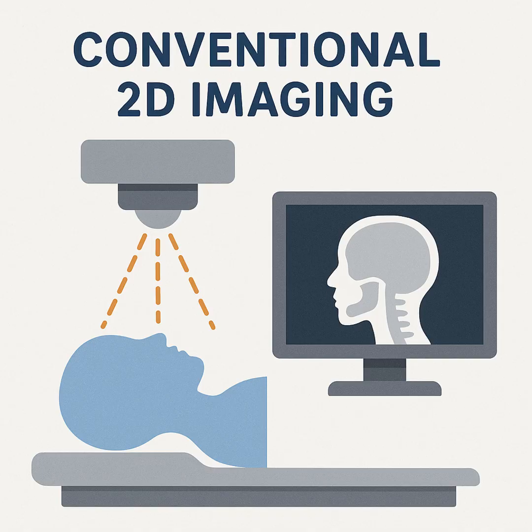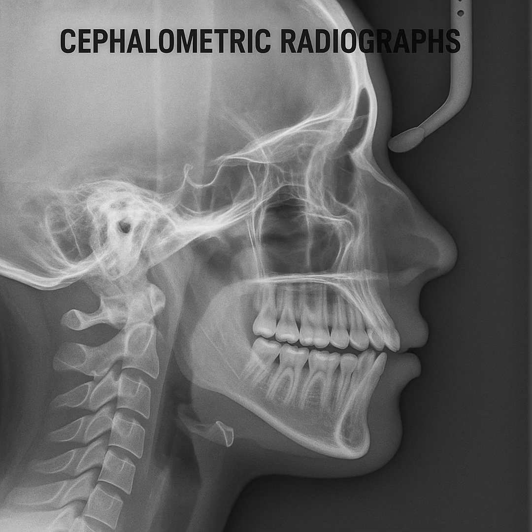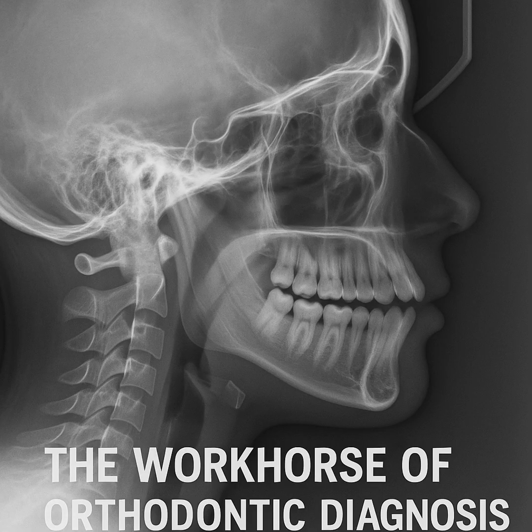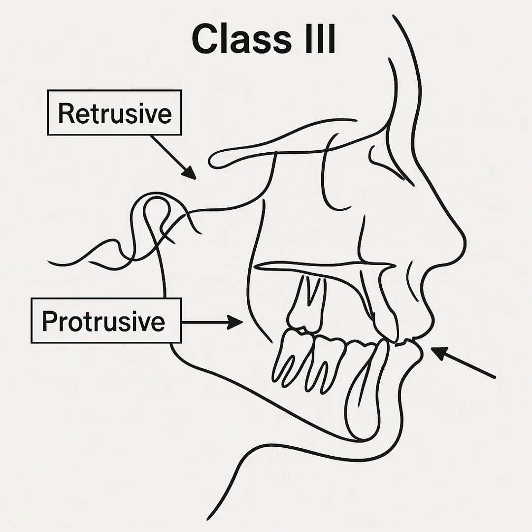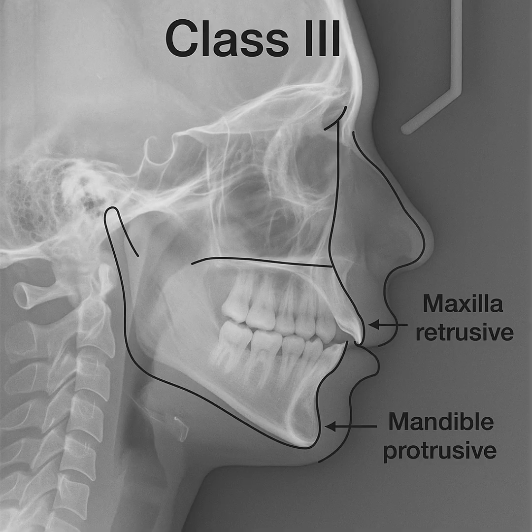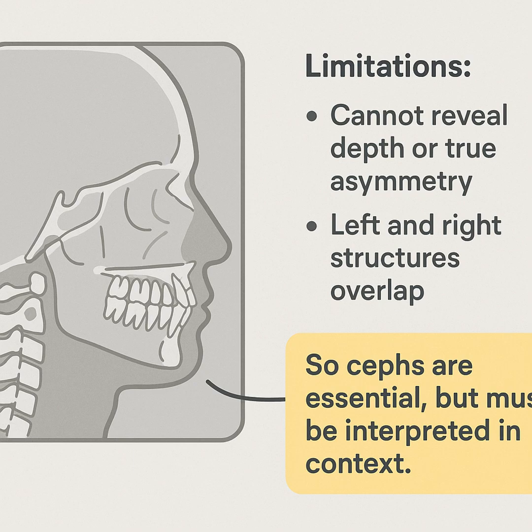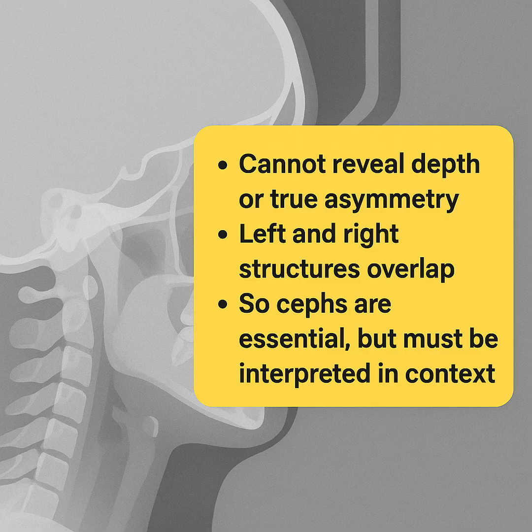3. Conventional 2D imaging. Cephalometric radiographs. These remain the workhorse of orthodontic diagnosis. Lateral cephs assess sagittal jaw relationships, vertical dimensions, incisor inclinations. Frontal cephs assess transverse asymmetries, skeletal balance. Example: in a Class 3 patient, cephalometry quantifies whether the maxilla is retrusive, the mandible is protrusive, or both. Limitations: cannot reveal depth or true asymmetry. Left and right structures overlap. So cephs are essential but must be interpreted in context.